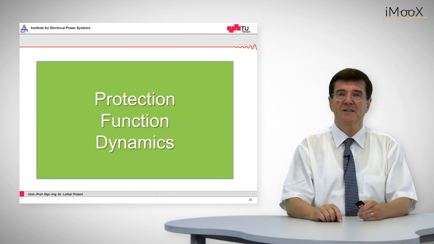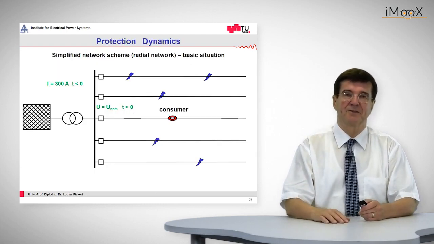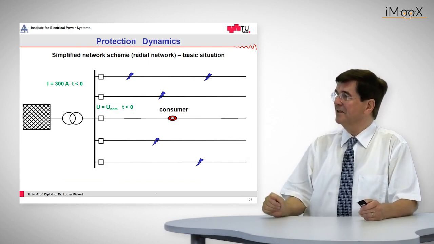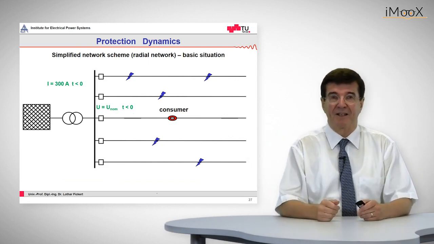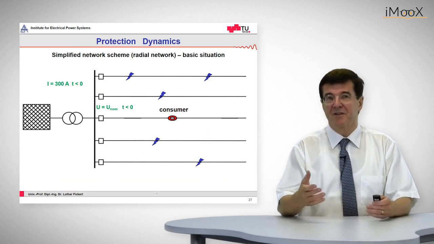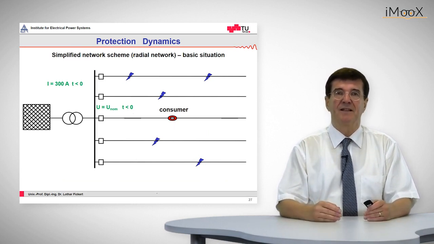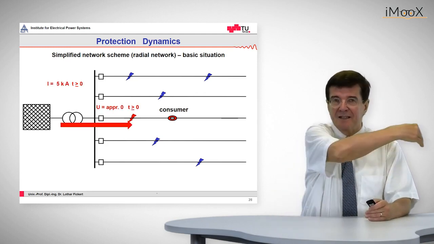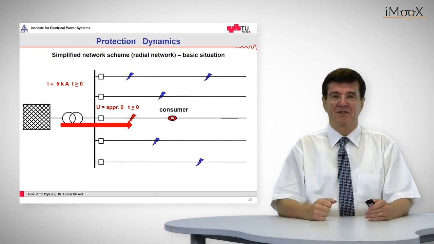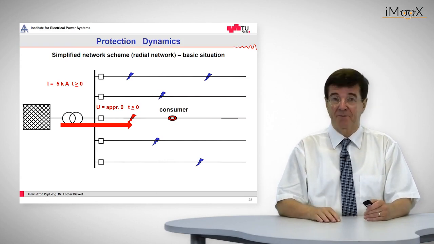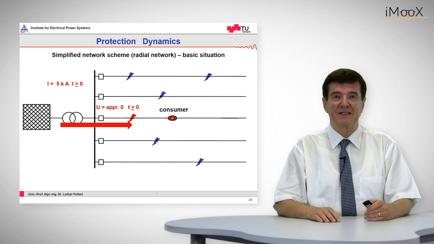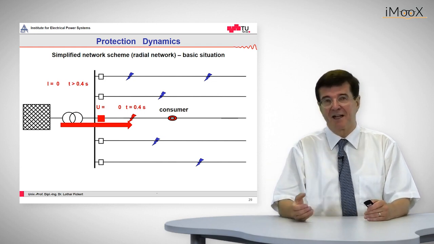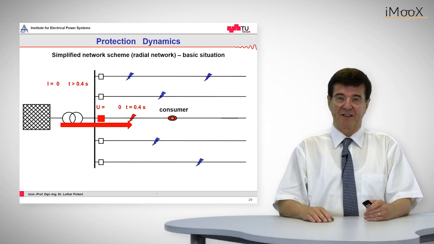Now let's see, what does the protection function do in this situation? So again, we start with the same basic setting. That means before something happens, the current on this feeder is some 300 amps, and the voltage is nominal voltage. When the fault occurs, suddenly a big current comes from the source to the fault. We have these typical 5 kiloamps. The voltage breaks down and the time starts to run until the time has elapsed, for example, at this point of 0.4 seconds.